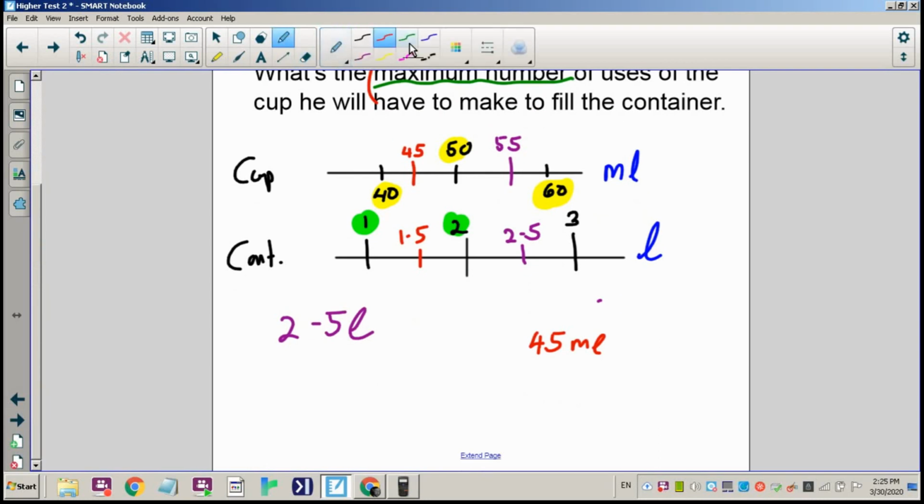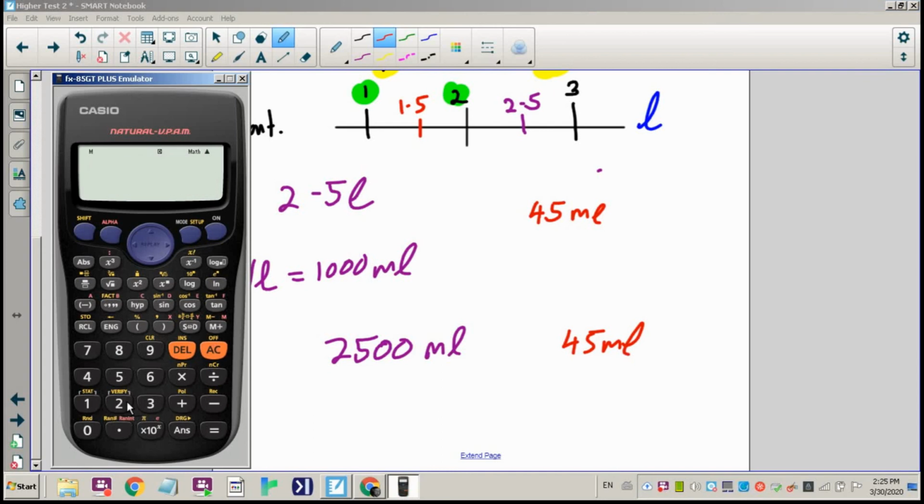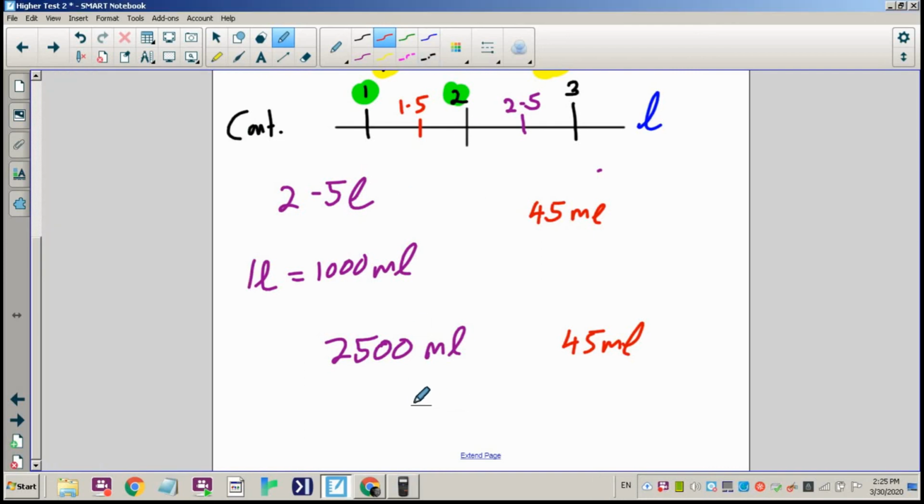Now, a litre is 1,000 millilitres. So we're now going to change the larger units into the smaller ones. So my container could be as big as, or just under, 2,500 millilitres, and my cup could be as small as 45 millilitres. How many times would I have to use my cup? So that's a division question, isn't it? So do 2,500 divided by 45 equals almost definitely a decimal, 55.5, and you would round it up, because if you put just 55 cups worth in, it would be just under. So you would need 56 cups to fill it, okay?